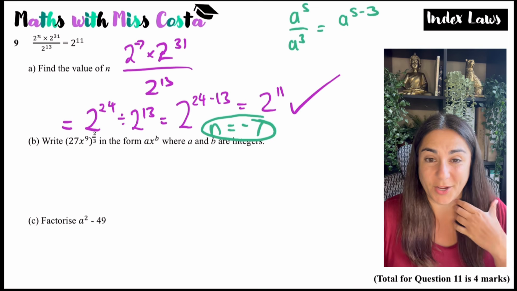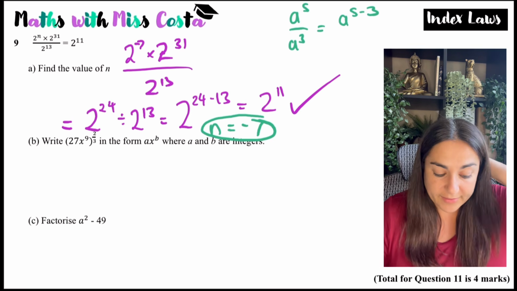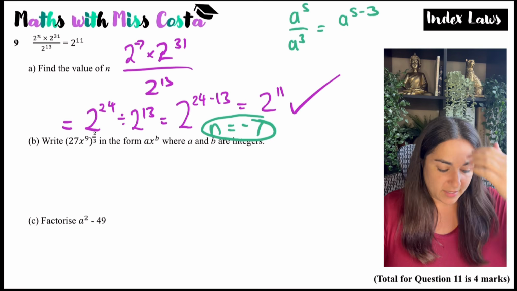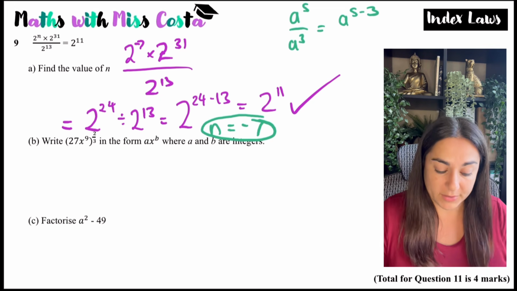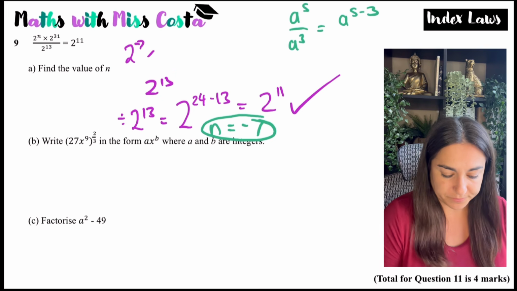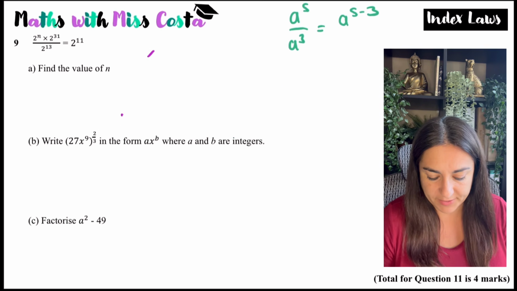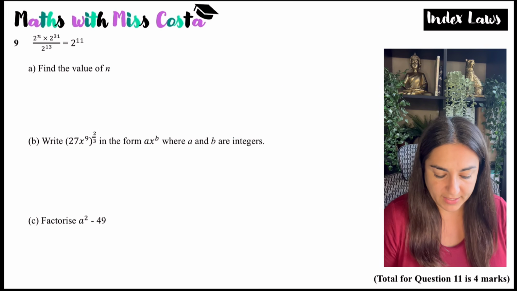So that works. So slightly more difficult question than normal, but use all of the power laws that you know in order to work this out. So n should be negative 7, and I just showed you how to double check it.